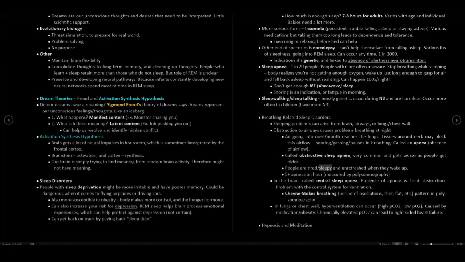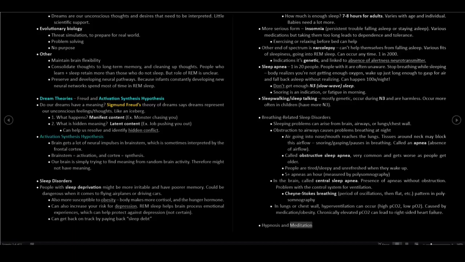People are tired, sleepy, and unrefreshed when they wake up. Five or more apneas an hour, measured by polysomnography, qualifies. In the brain, it's called central sleep apnea: the presence of apneas without obstruction, a problem with the control system for ventilation. Cheyne-Stokes breathing shows a period of oscillations, then flat, and so on, in the polysomnography pattern. In the lungs or chest wall, hyperventilation can occur, with high PCO2 and low PO2, caused by medication or obesity. Chronically elevated PCO2 can lead to right-sided heart failure.